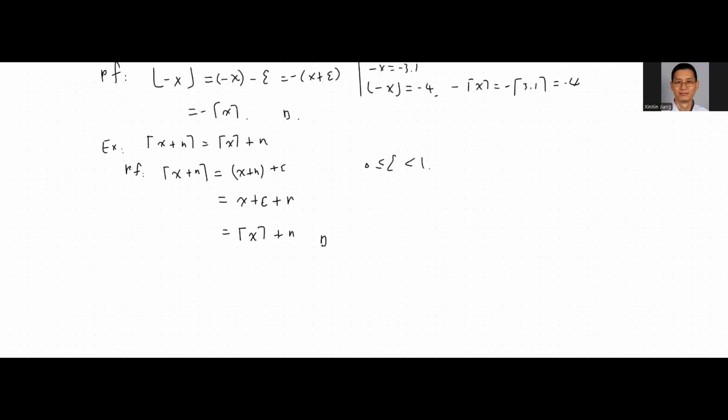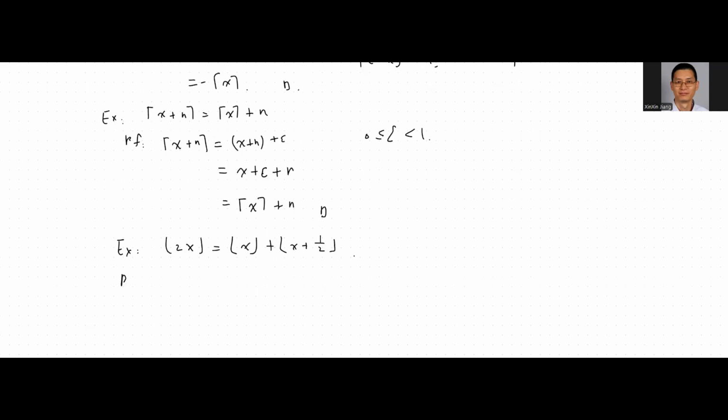Another example. Let's try to prove the floor of 2x equals the floor of x plus the floor of x plus 1/2 for any real number x. All right, so let's use the equation of the floor. So x equals the floor of x plus epsilon. Epsilon is greater than or equal to 0, less than 1. Okay.